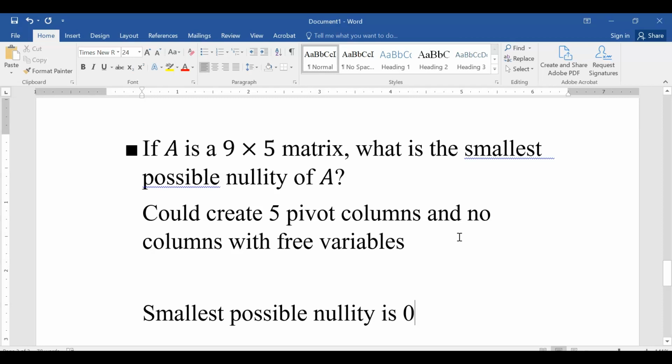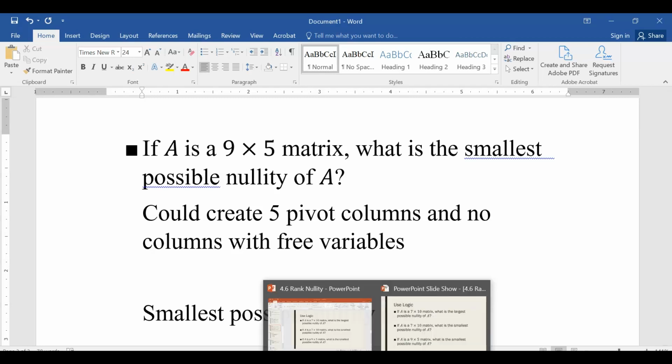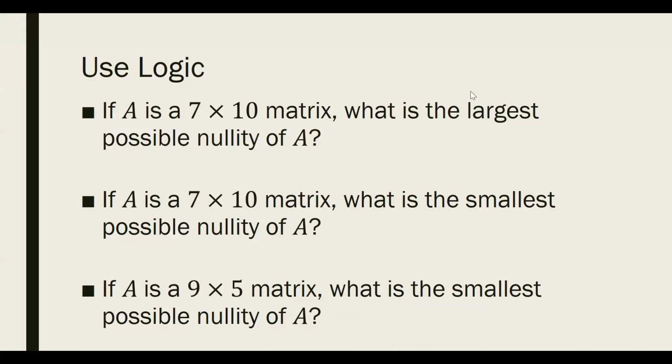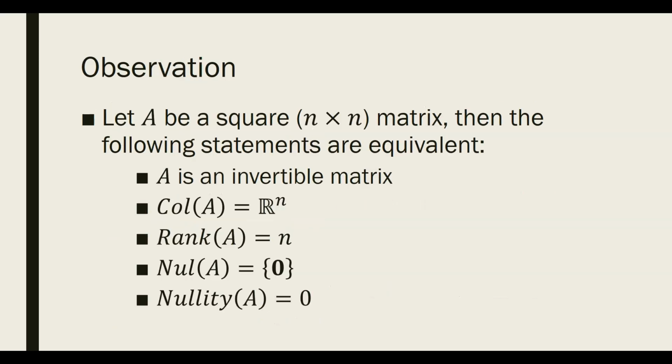So that's basically the idea of using logic with that rank nullity theorem. All right, thinking through how many pivot positions could we have, how many free variables could we have, and so on and so forth. Now, before we move on, I do want to make a couple of observations about rank and nullity and invertible matrices.